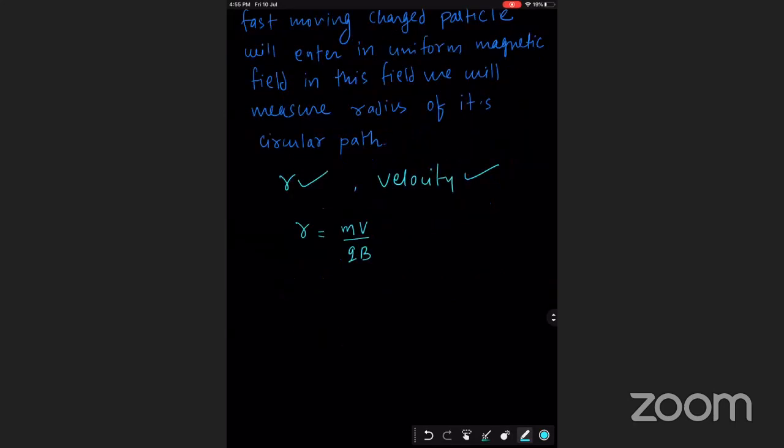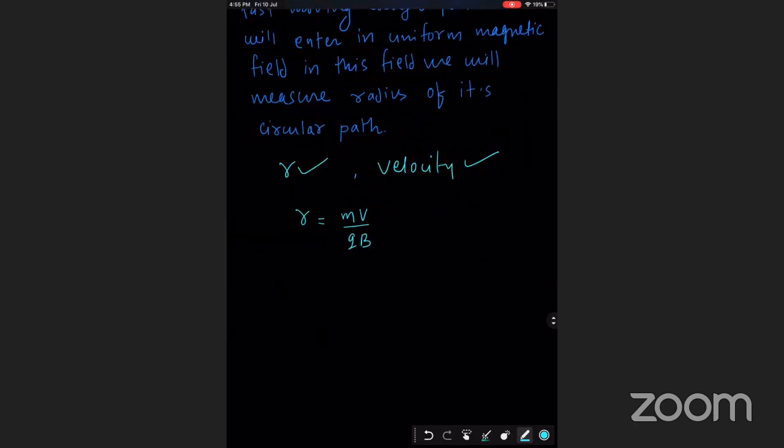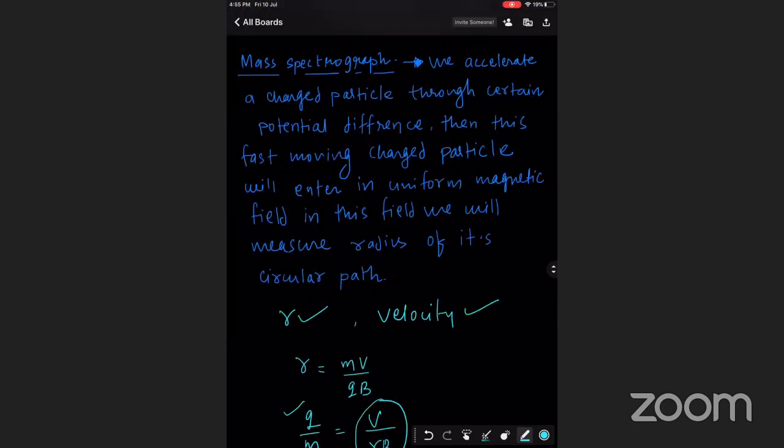What can we find? Magnetic field. We can find specific charge q by m. By using velocity and radius, we can find the specific charge of the charged particle, which is very difficult to measure. We do not have any device by which we can measure the specific charge of an electron and proton. We do not have any device that can calculate such a small mass and such a small charge, am I right? So by the trick of the mass spectrograph, we can find the mass of the charged particle also.